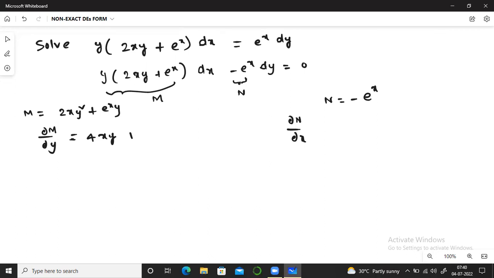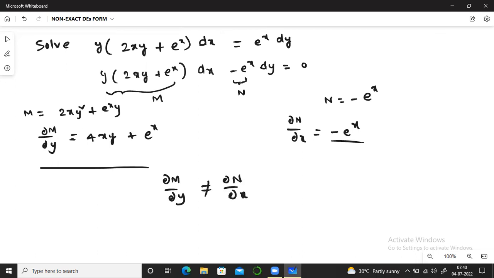Plus, dou M over dou y with respect to y for the second term: e power x is constant, and dou by dou y of y is 1, so the second term gives e power x. So dou M over dou y is what I got. Dou N over dou x: minus e power x is e power x only. It means dou M over dou y is not equal to dou N over dou x. So I can say it is non-exact.